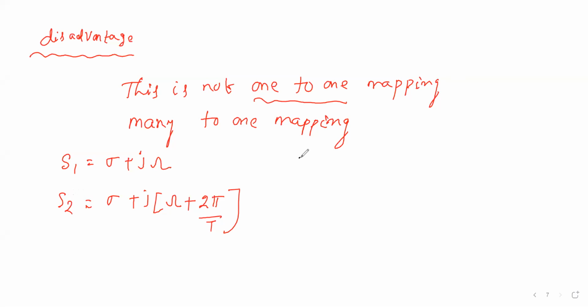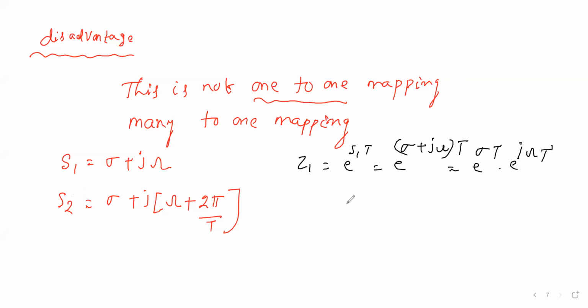Now, what is z1? z1 is e to the power s1 T. Then what will we get? e to the power sigma plus j omega, times T. That is e to the power sigma T multiplied by e to the power j omega T. Now find z2.